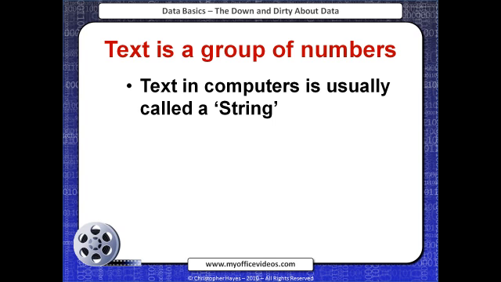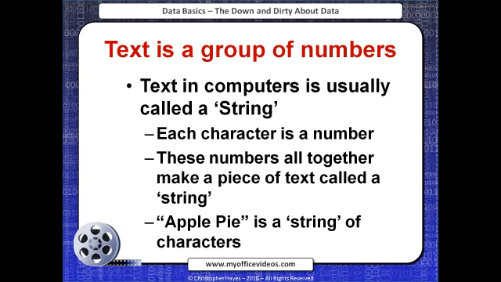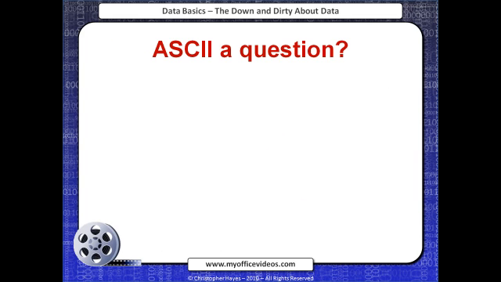Text in a computer is usually called a string, and the reason it's called a string is because it's a string or a line of characters together. Each character is a number, and these numbers all make up a piece of text called a string. Apple pie is a string of characters: A, P, P, L, E, space, capital P, I, E. All of those put together create a string of text.